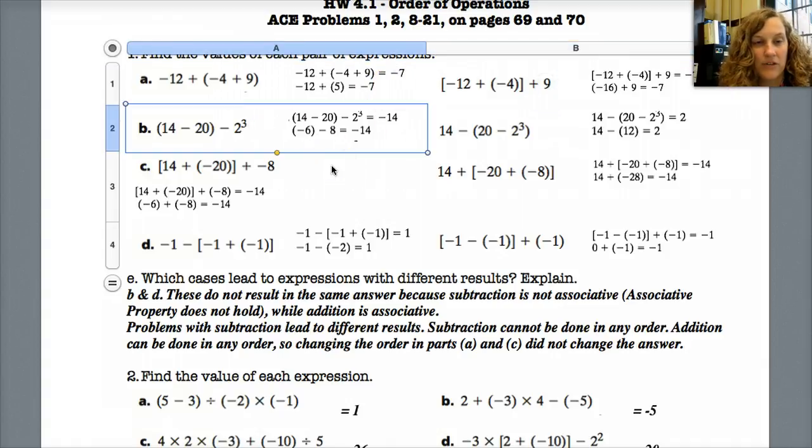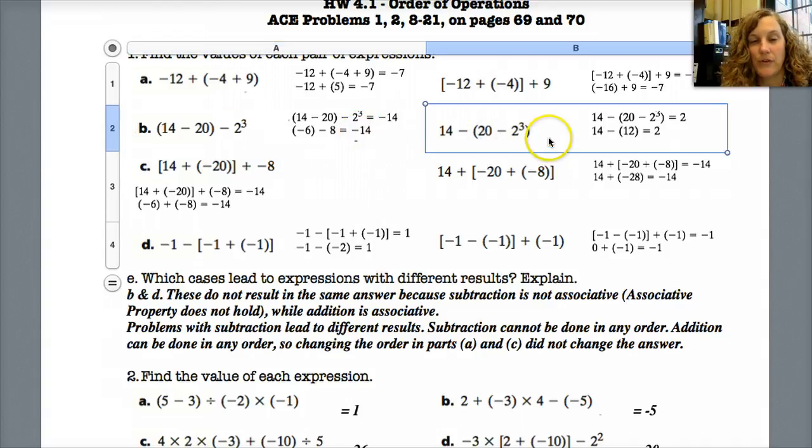For B, the first thing I need to do is the exponent. So 2 cubed is 2 times 2 times 2, or 8. Oh, I'm sorry, I should have done the parentheses first, but that's fine. So the parentheses, 14 minus 20 is negative 6. Negative 6 minus the 8 in the exponent, you get negative 6 minus 8 is negative 14.